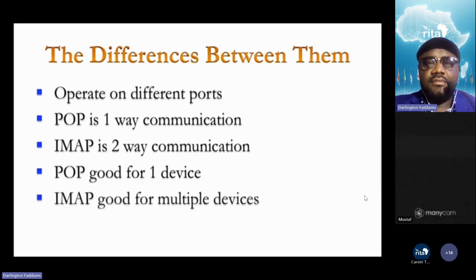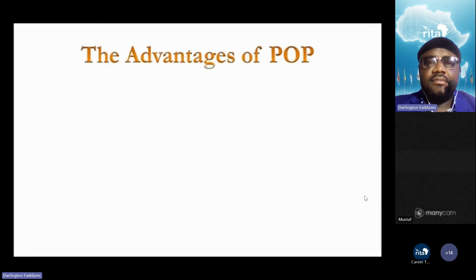IMAP is a protocol of choice if you need to access your email from multiple locations, for example, both from your office workstation and your notebook or tablet. So, what are the pros and cons?